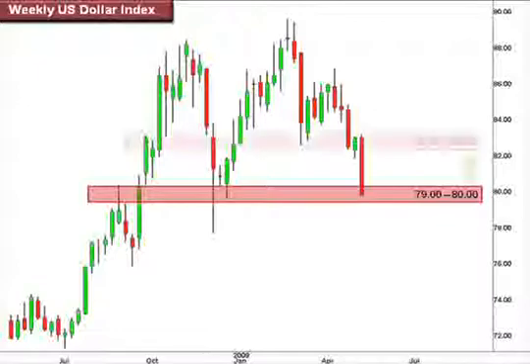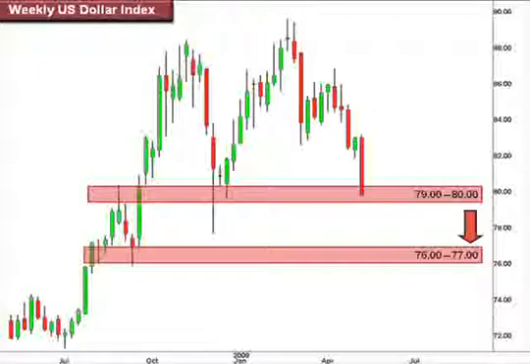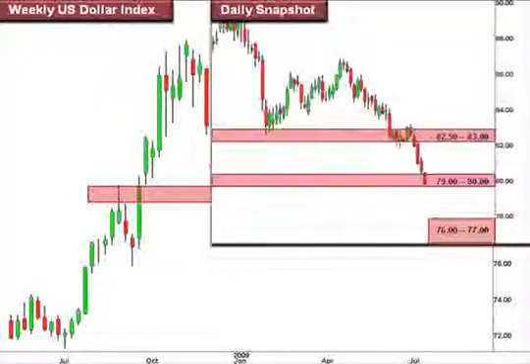A bounce here is likely to retrace back to that 82.5 box. However, should the dollar continue its descent, the next logical target is 76.77. Our daily snapshot here reflects the consolidation at that 82.5, 83 focal zone before that major move down last week.